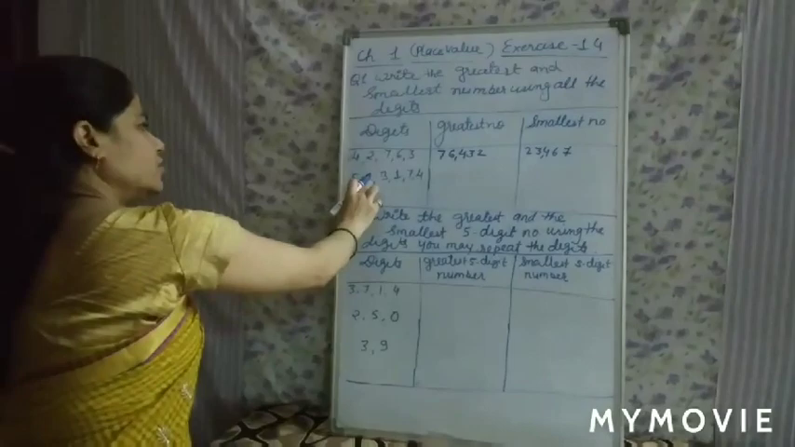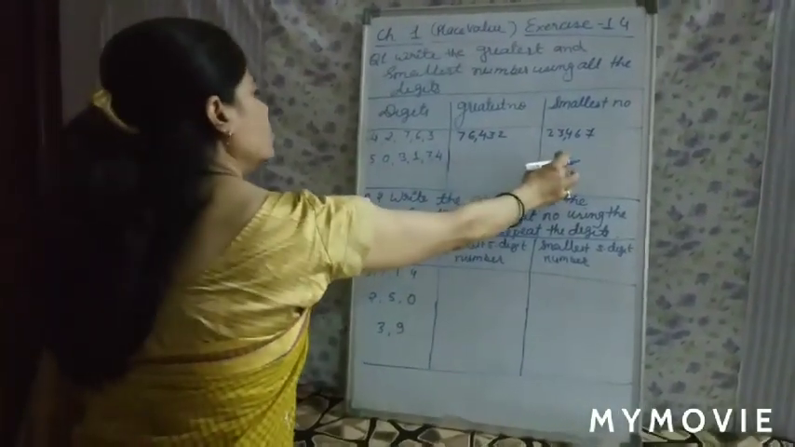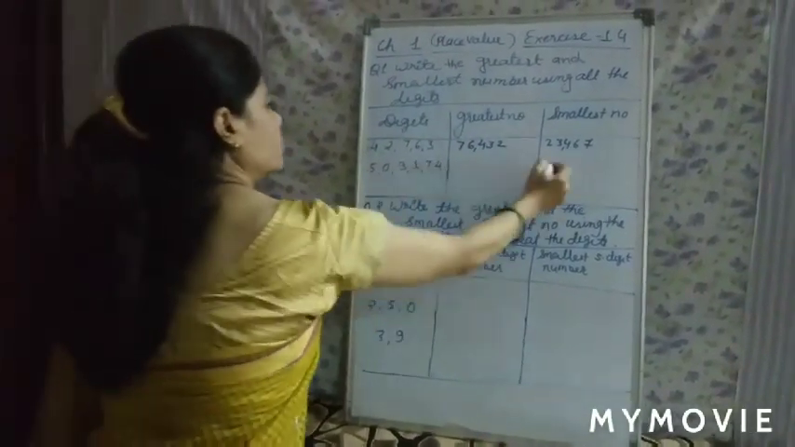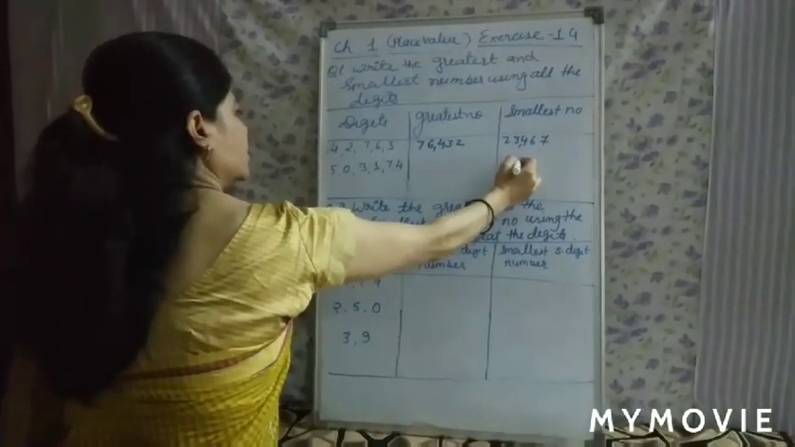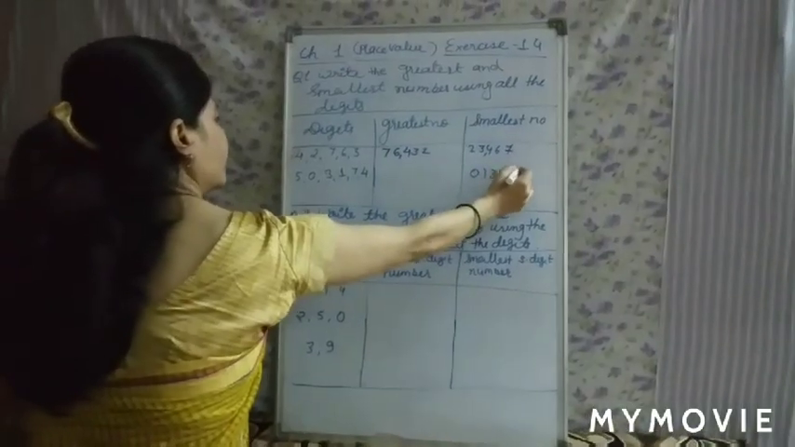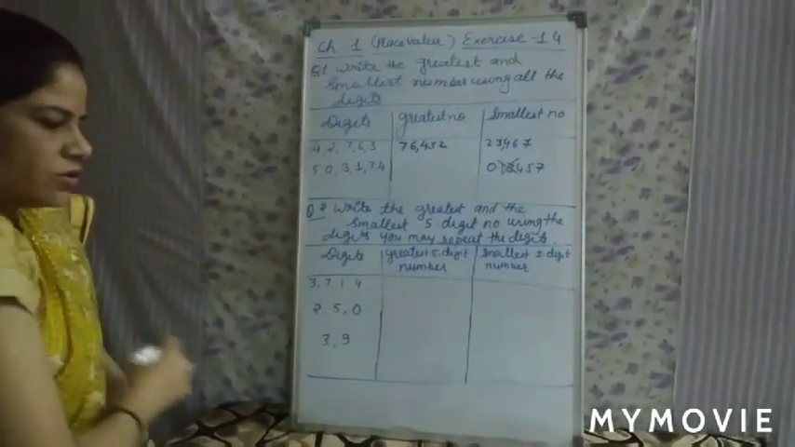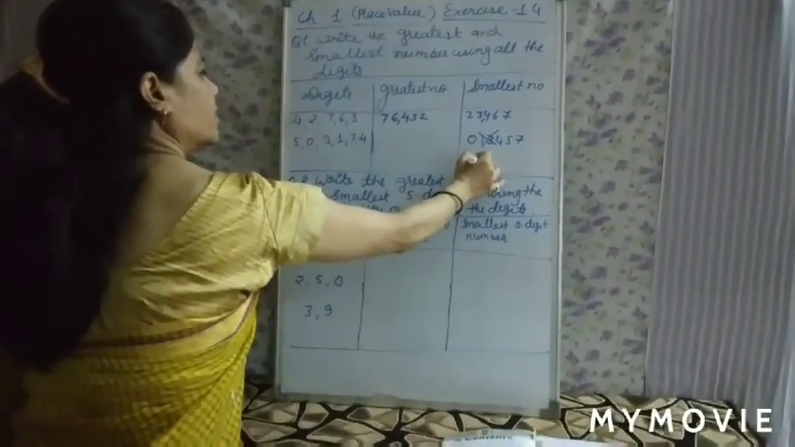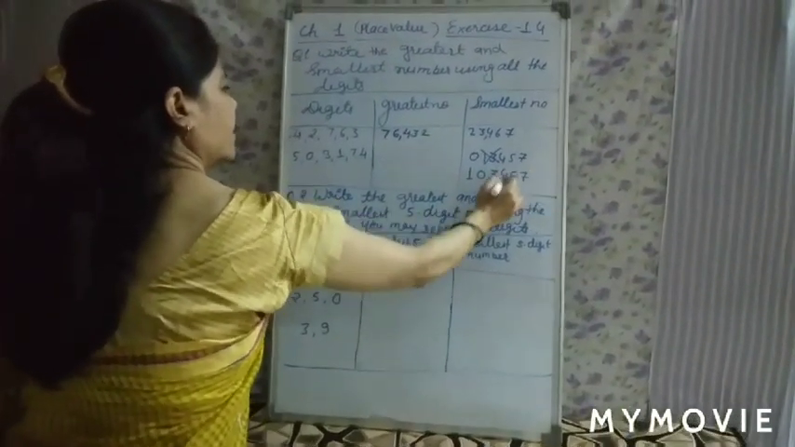Now next digits are 5, 0, 3, 1, 7, 4. Here digit 0 is also included. So one thing you have to remember: when you write the smallest number, don't write 0 in the beginning, because if you write 0 in the beginning, the number will be wrong. 0, 1, 3, 4, 5, 7. Okay, so this is the wrong way. So what you have to do, first you have to write 1, then you will write 0, then 3, then 4, then 5, then 7.